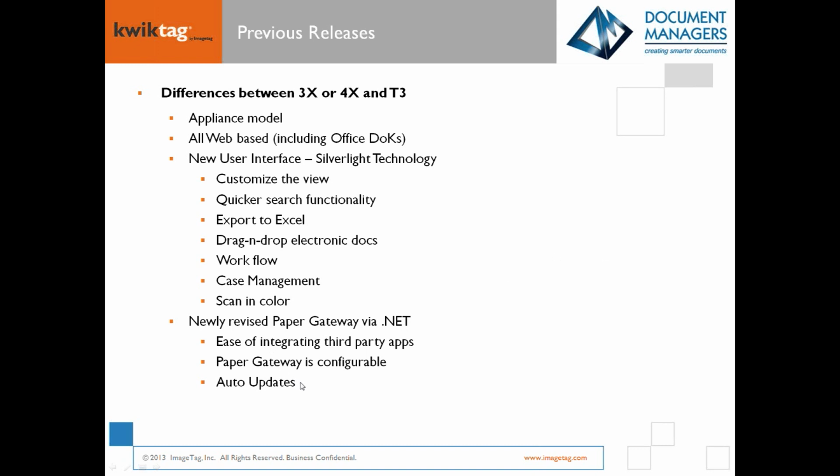One thing about the appliance model, and part of the reason we went to the appliance model, was that we want the customers to be able to update themselves and not have to have ImageTag do that all the time. Auto updates is a feature now on your T3 system, which allows patches to be sent down to your server, and you can apply those patches and update your own software at your leisure if that's something you want to do.